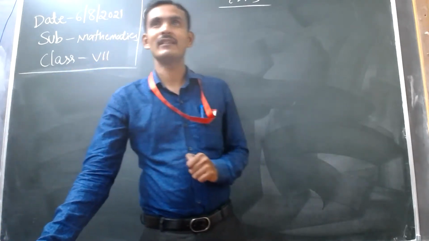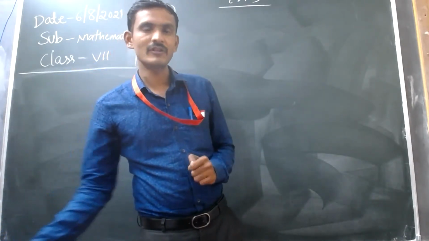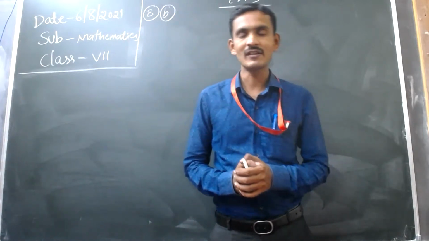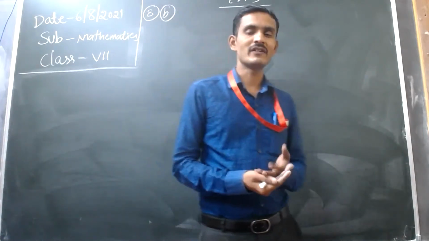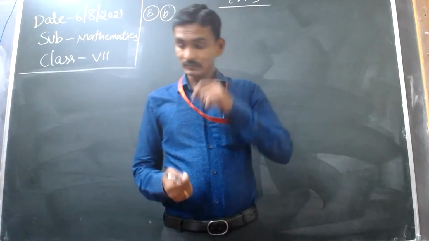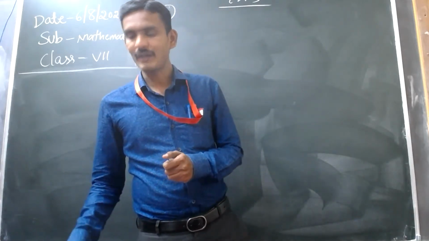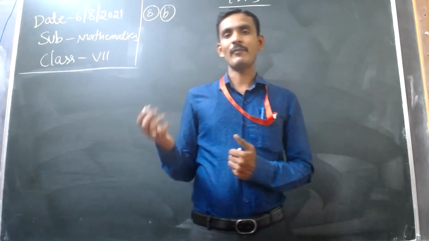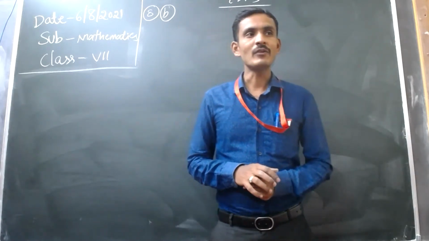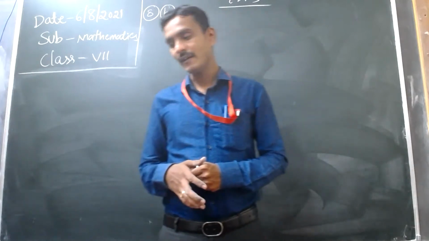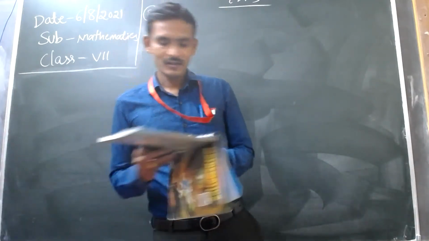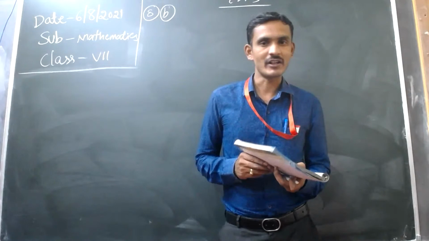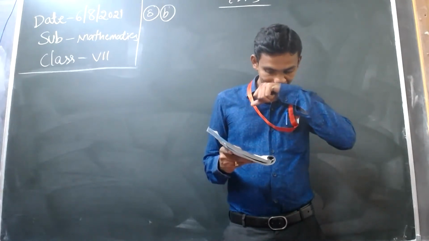One cement company is there. That company will produce two types of cement. One is white cement, another one is grey cement. For white cement, per bag, they will get a profit of 8 rupees. For grey cement, per bag, they will get a loss of 5 rupees. The first question we already explained yesterday. Once again, I will recall.